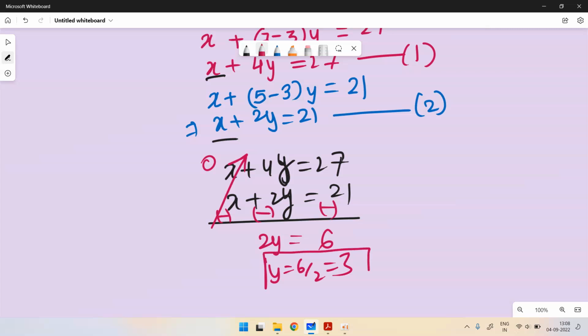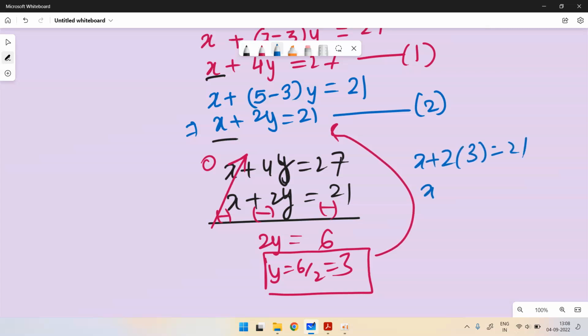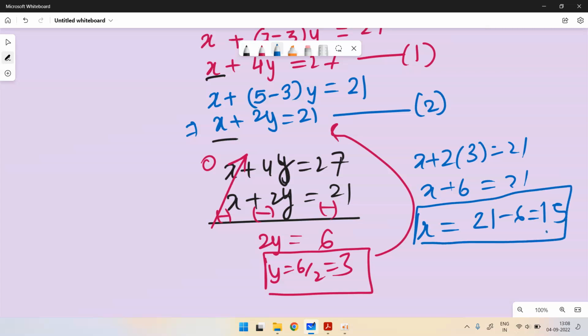So the value of y is 3, and if you put this value of y here, we get X plus 2 into 3 equal to 21, that is X plus 6 equal to 21, which is X equal to 21 minus 6, nothing but 15. So the value of X is 15, that is the fixed charge for 3 days is 15, and the variable charge per day after 3 days is rupees 3.